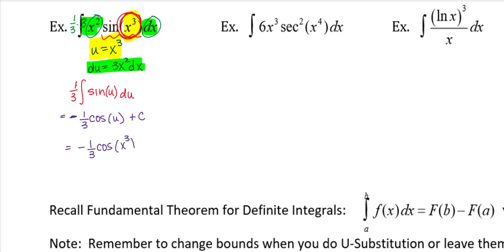My u was x cubed. So that substitution has to come back at the very end because your answer should be in terms of the same variable the problem was given in. Okay, let's do another one.